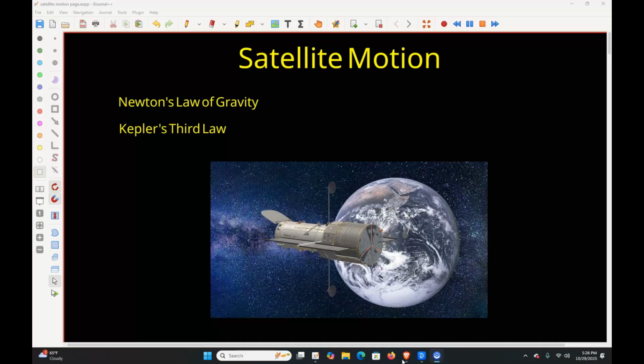We'll break it down step by step from the physics concepts to the math behind them, so you can see exactly how gravity keeps satellites in perfect balance between falling and moving forward. Let's get started and launch into some orbital physics.